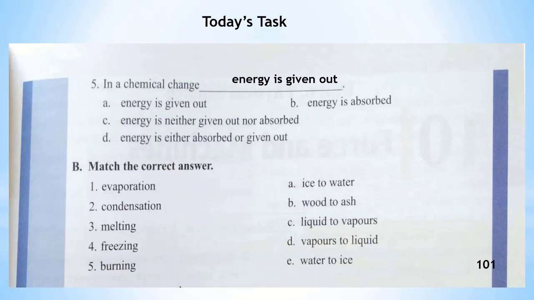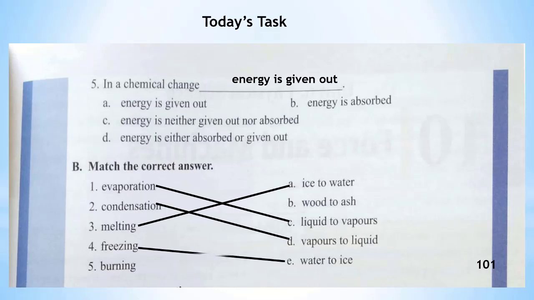Number 1 is evaporation. Let's match it. What will it come? Evaporation क्या है? That is liquid to vapors. Number 2, condensation. That is vapors to liquid. This is vice versa. Number 3, melting. That is ice to water. Number 4, freezing. That is water to ice. Number 5, burning. Jalne ka amal. That is wood to ash. So all of you complete this on page number 101.